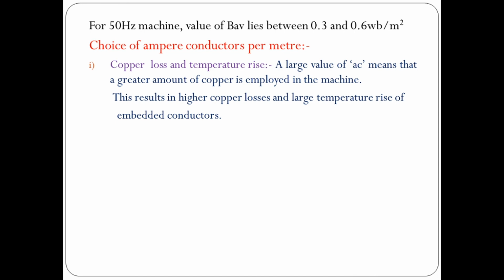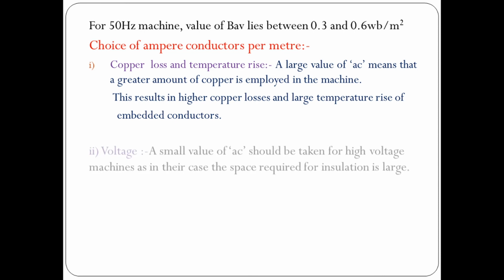This results in higher copper loss and large temperature rise of the embedded conductors. When a large amount of copper is present in the machine, it leads to large copper loss, and the conductors which are present will see an increase in temperature.